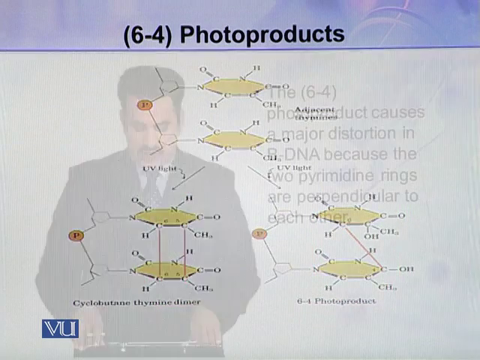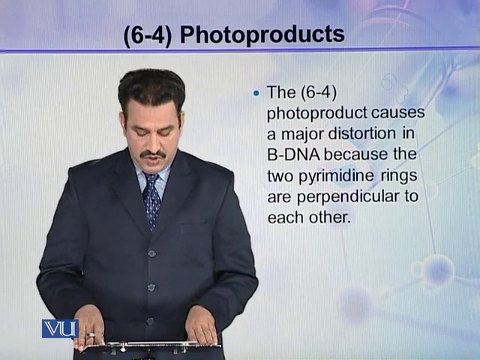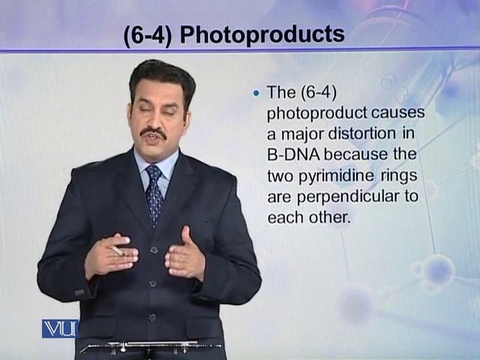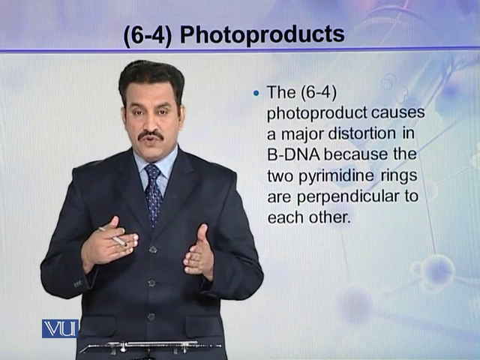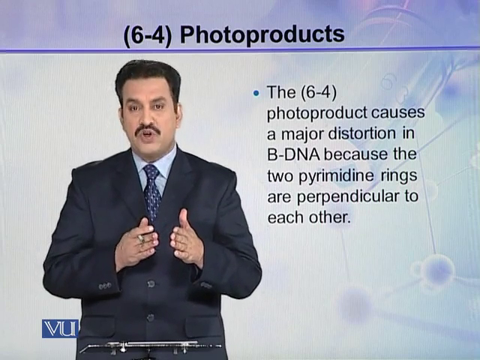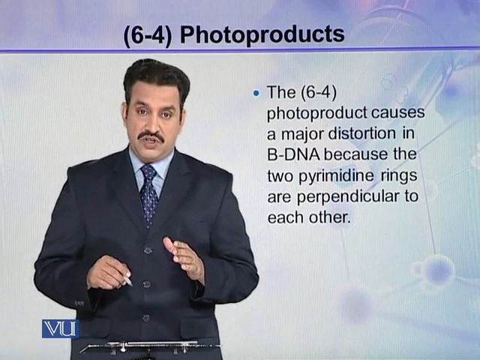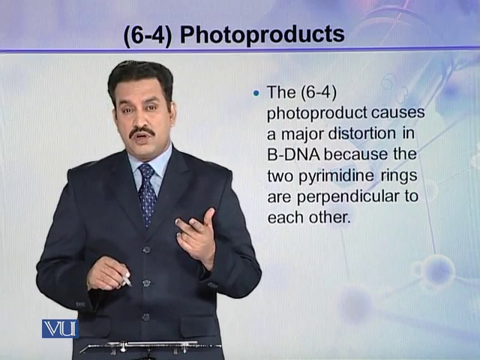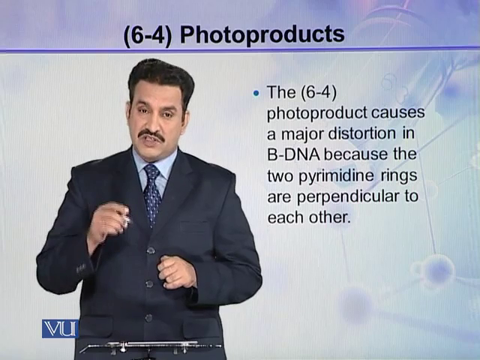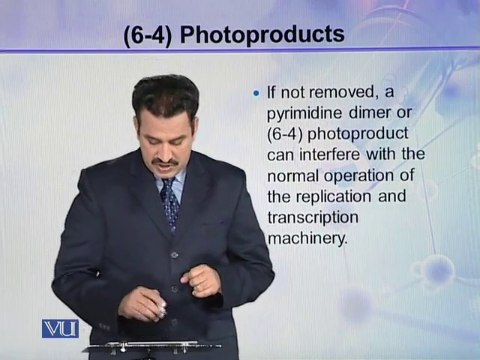The 6,4 photoproduct causes a major distortion in B-DNA because the 2 pyrimidine rings are perpendicular to each other. By the formation of this bond between C4 and C6, the two pyrimidine rings become perpendicular to each other. That's why it causes a major distortion, in contrast to a minor kink which was produced by CPD, which was a kink of about 30 degree rotation.